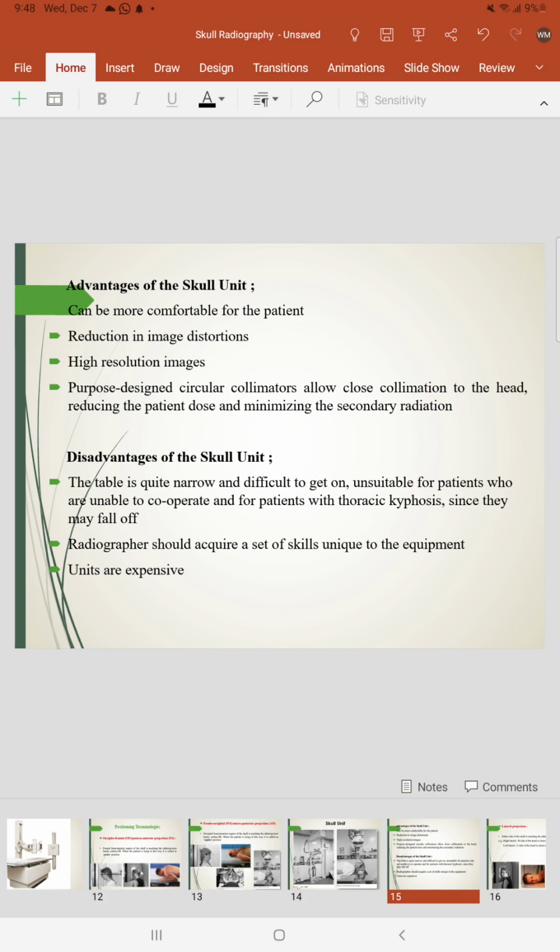Now, the advantages of a skull unit: it can be more comfortable for the patient. Reduction in image distortions and high resolution images. Purpose designed circular collimators allow close collimation to the head, reducing the patient dose and minimizing the secondary radiation.